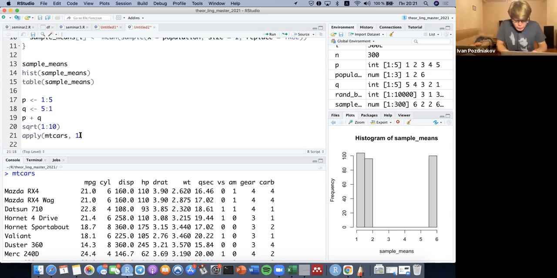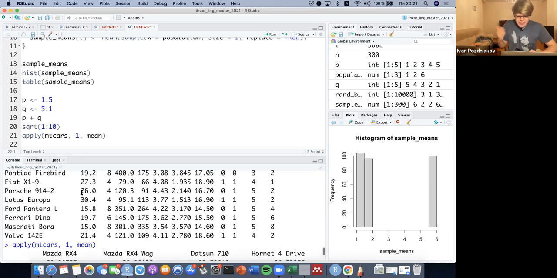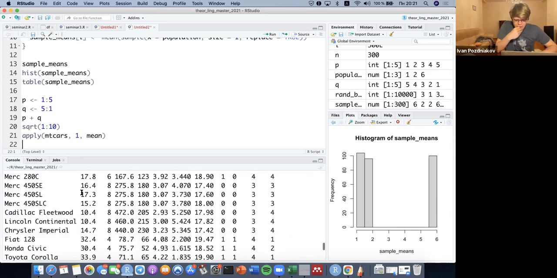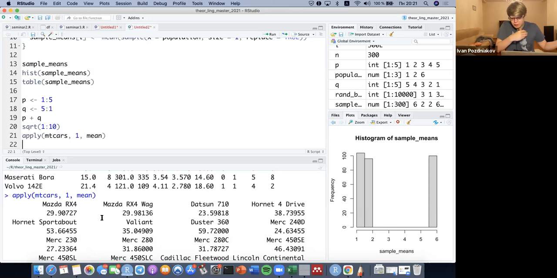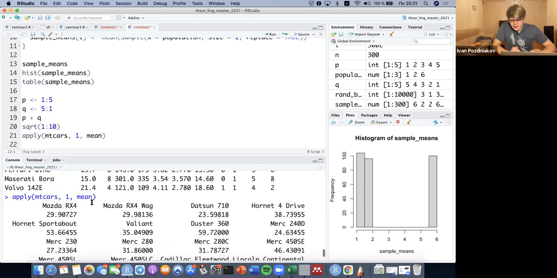Let's see how it works. So for example, you can apply the function mean or whatever you want, like mean, and get actually mean values. It's a bit strange actually in this case for rows, calculating means maybe, but okay, it's not meaningful there. But at least you can do it. And you can get a mean value for each row.